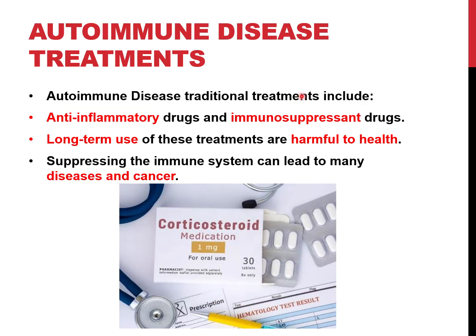So autoimmune disease traditional treatments include anti-inflammatory drugs, so less inflammation means less attack on your own body. Immunosuppressant drugs, which suppress your immune system. Long-term use of these treatments obviously is pretty bad for your health. Suppressing the immune system will allow you to get sick easier. It might give you cancer more prevalently. It's very difficult with this because it's kind of like a medium to short-term band-aid solution to a long-term problem. Corticosteroid is an example of that.